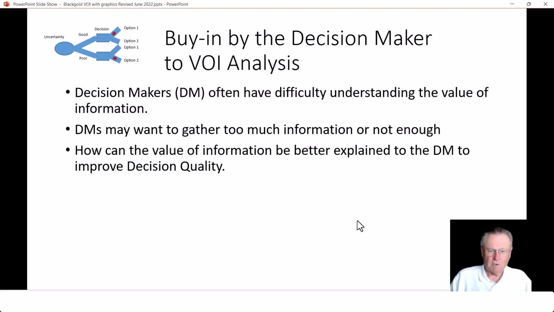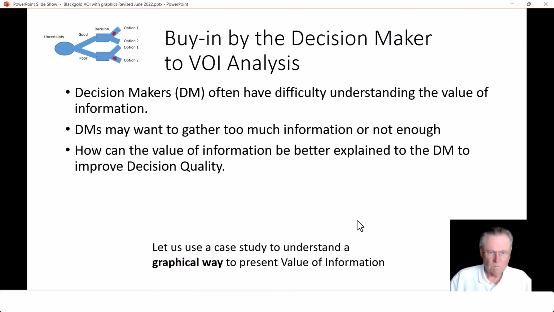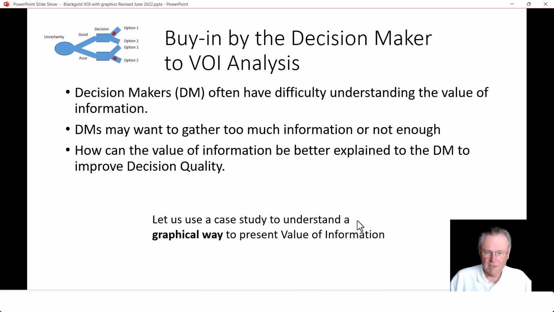DMs may want to gather too much information because they really don't want to make a decision. Or they know what they want and therefore they don't want to gather any information. Let's just get on with it. So how can the value of information be better explained to those decision makers to improve decision quality? Let's use this case study to understand the graphical way to present value of information.